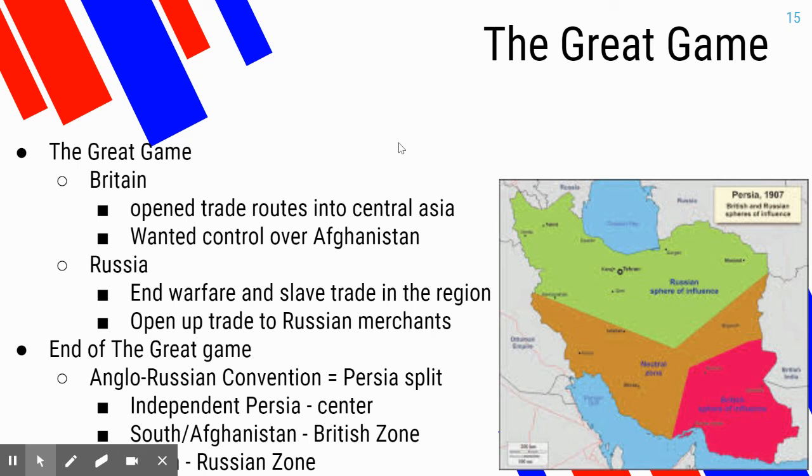As you might have guessed, the Persians were not invited to this. The Afghanis were not invited to this. It was just decided by the Russians and by the British because they have enough power that they can just dictate the terms to Persia as they wish.